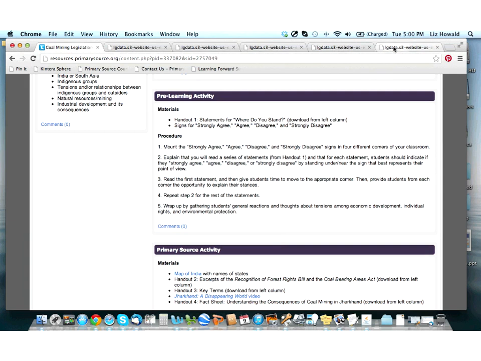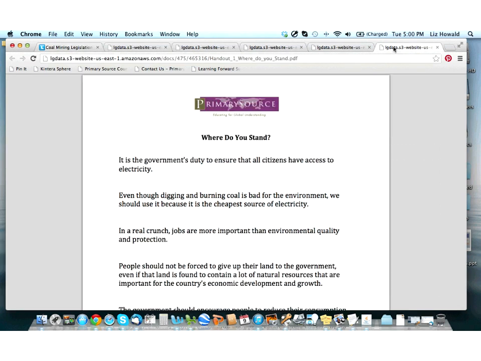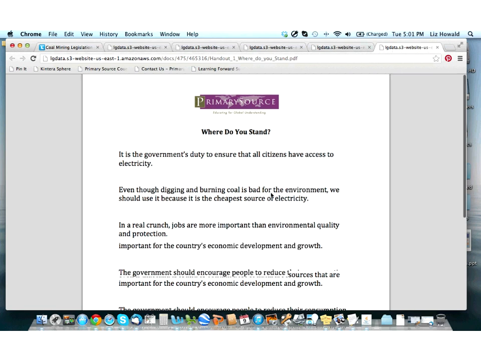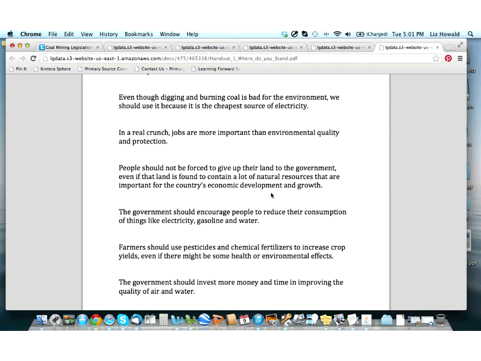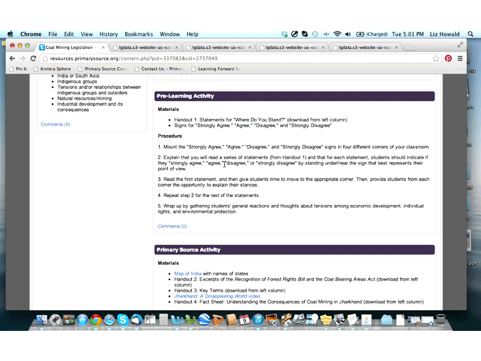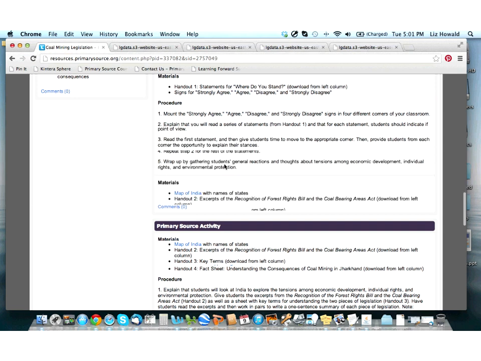And again, if you were to go up to that documents box, you could open up this Where Do You Stand worksheet. And this contains a series of prompts that the teacher would read aloud, and the students would be able to move around the classroom to different corners to indicate if they agree or disagree with each of these statements. And again, this is just a way to prepare the students to better engage with the primary source activity, in which they'll be thinking not only about the role of the government more generally, but they'll specifically be looking at legislation and thinking about what India's government has committed to via legislation versus what's happening on the ground.